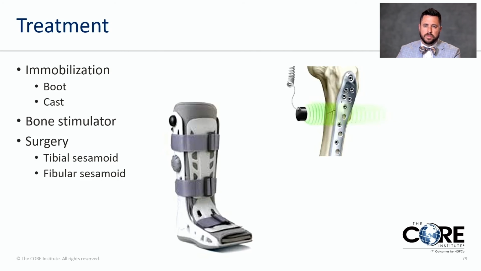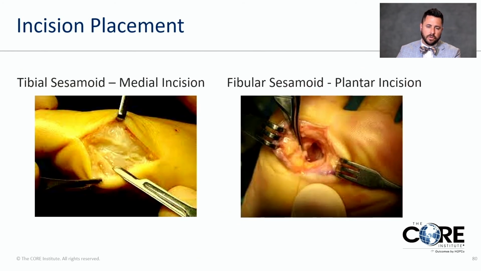So from a treatment standpoint, immobilization, we're looking at boot, cast, bone stimulator, and then ultimately we move into the road of sesamoidectomies. And the hope is that you never get down to this. So these are different incisional placements. The one on the left side of your computer screen is the tibial sesamoid, which we come in from the side. The fibular sesamoid, unfortunately, we have to go in from the bottom of the foot to get that piece out.